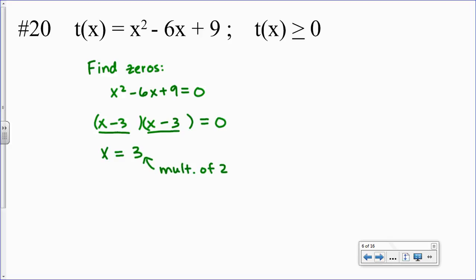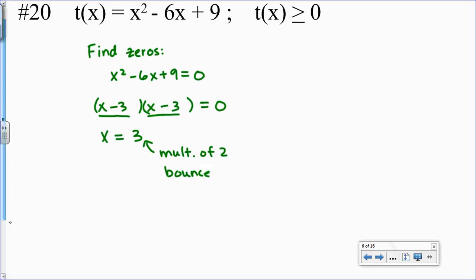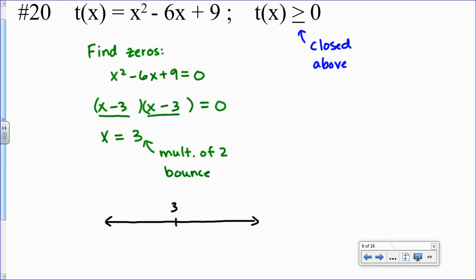So on a graph, what does that mean? So there's a bounce here. Okay. Open or closed circles? Closed. And above or below the x? So closed circle, and it's going to bounce, and it opens up or down? Up.